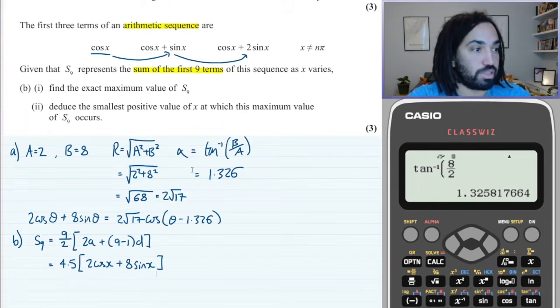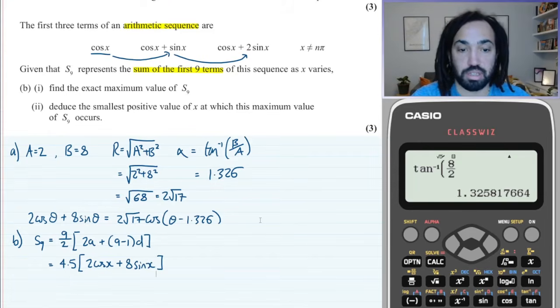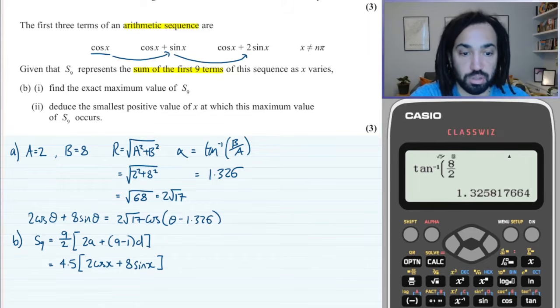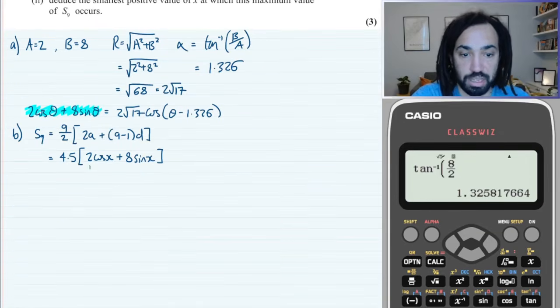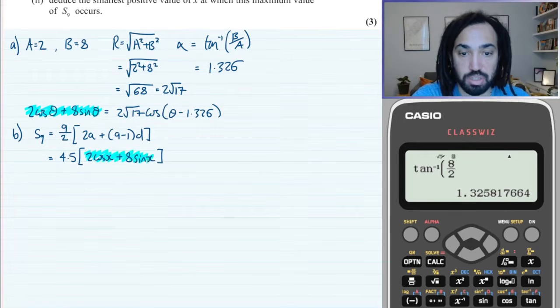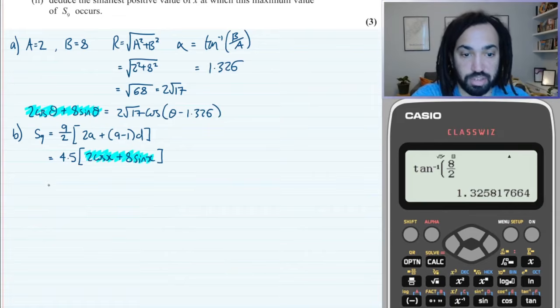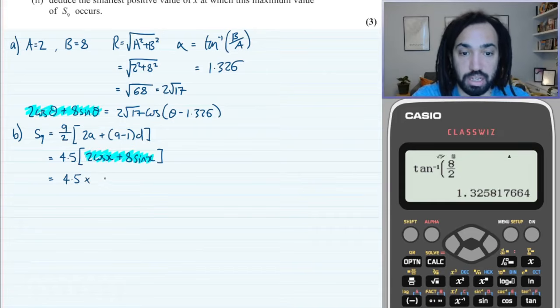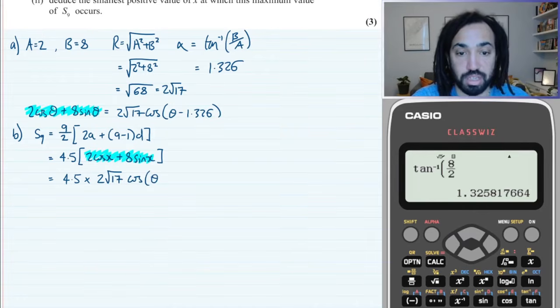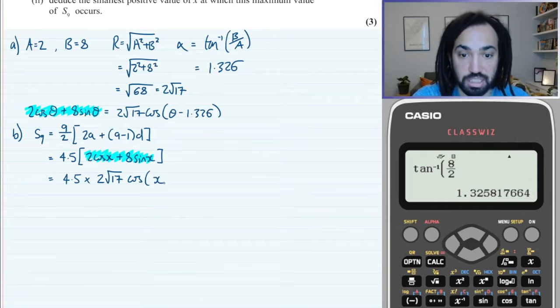Okay, and now we can hopefully see how this links into the question prior, because we have an expression for 2 cos of an angle plus 8 sine of an angle, which is exactly what we have here. So we're going to swap that out for the expression that we found in part A. So it's going to be 4.5 multiplied by 2 lots of root 17 cos, in this case we're not using theta, we're using x, so x minus 1.326.